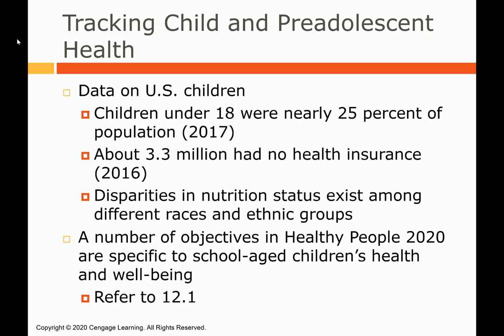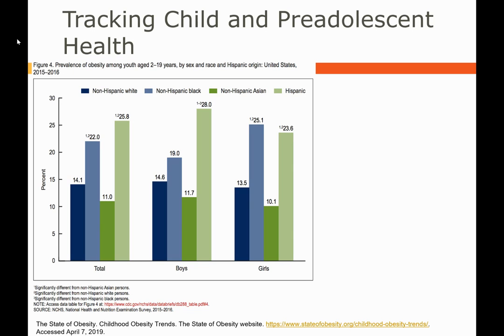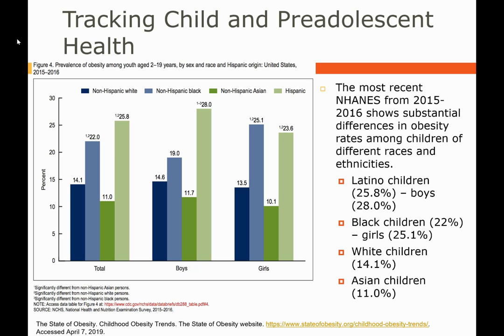And so there are a number of objectives in Healthy People 2020 specific to school-aged children, including their well-being, and you can see table 12.1 in your textbook. I just want to show you that recent NHANES data, this is from 2015 to 16, shows substantial differences in obesity rates among children of different races and ethnicity. So here you can see total obesity divided into the different categories: non-Hispanic white, non-Hispanic black, non-Hispanic Asian, and then Hispanic. And then here you see boys and girls.